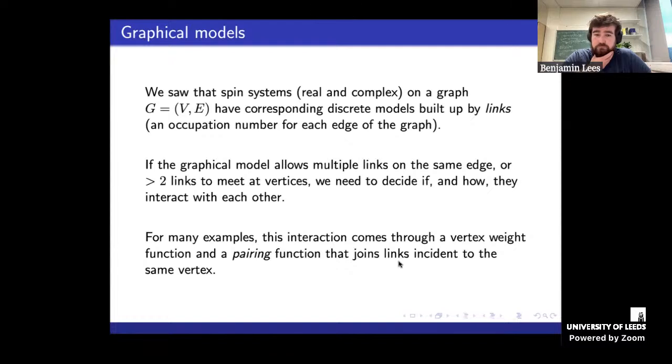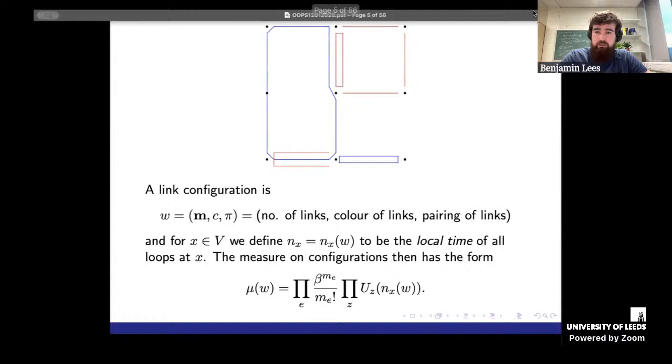And in a lot of examples, the ones I'll mainly focus on, this will come through a vertex weight that depends on just the number of, say, visits or the local time at a vertex, and a pairing function that decides how to join together links, to decide how to associate them to each other at vertices.